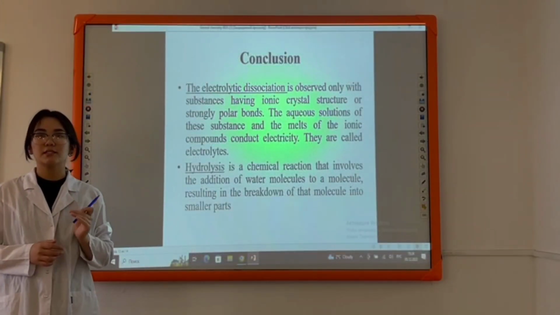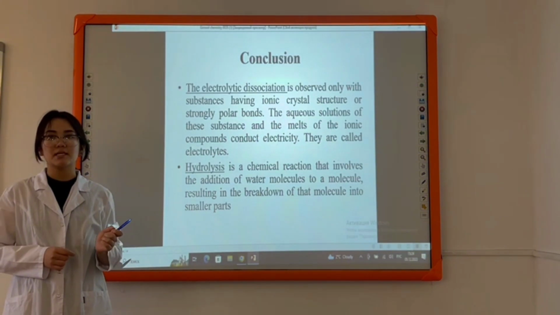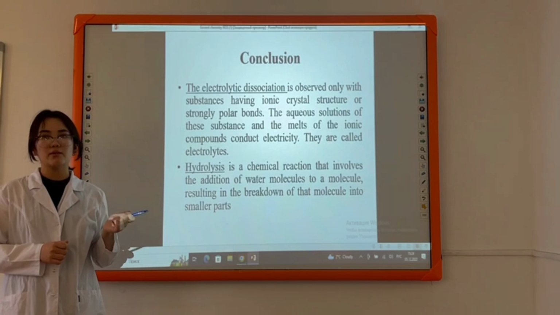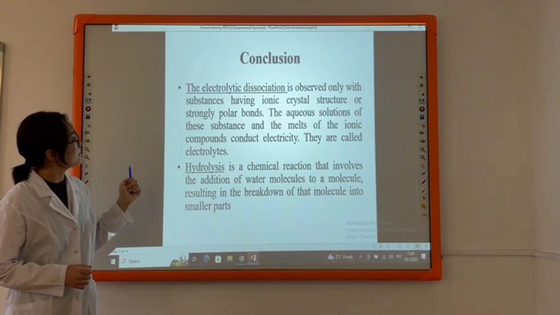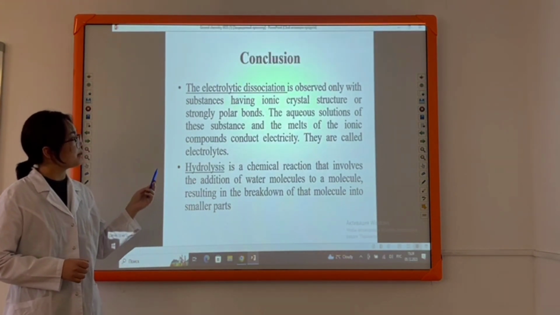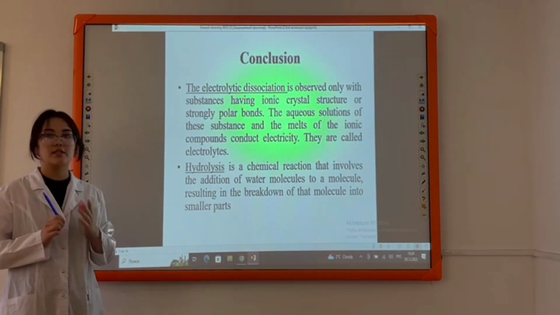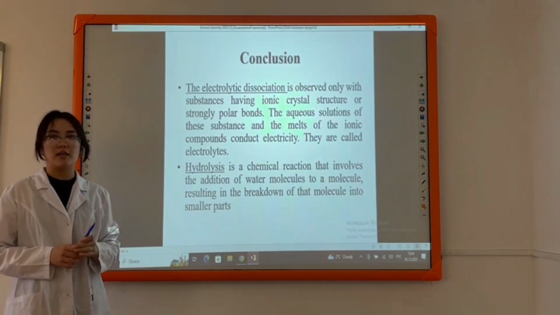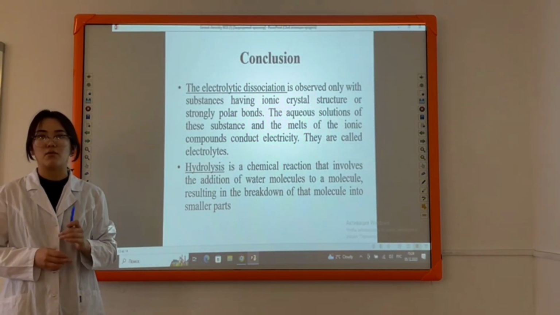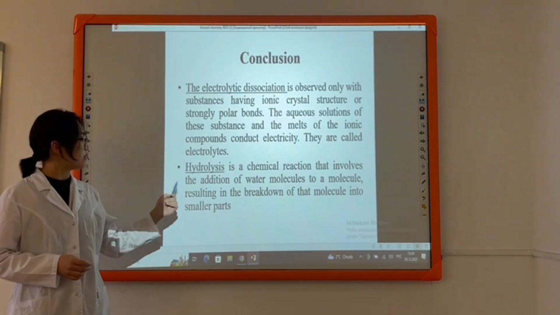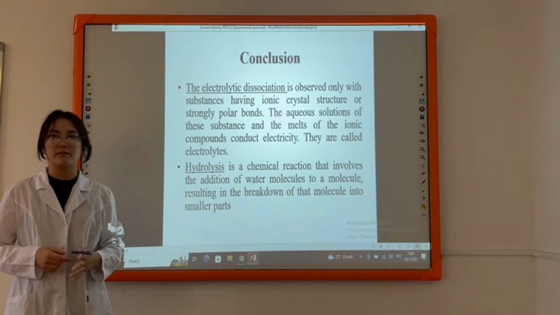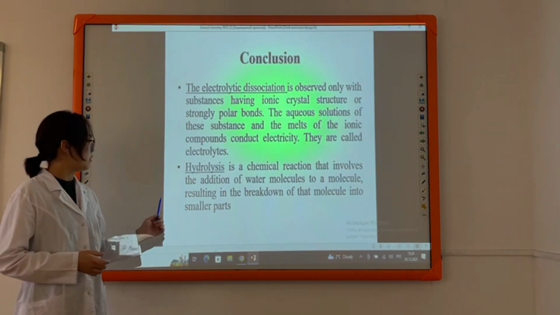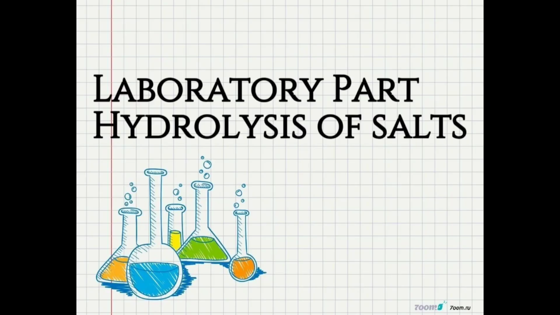Conclusion. Electrolytic dissociation is observed only with substances having an ionic crystal structure or strongly polar bonds. The aqueous solutions of these substances and the melts of ionic compounds conduct electricity. They are called electrolytes. Hydrolysis is a chemical reaction that involves the addition of water molecules to a molecule, resulting in the breakdown of that molecule into smaller parts. Thank you for your attention.